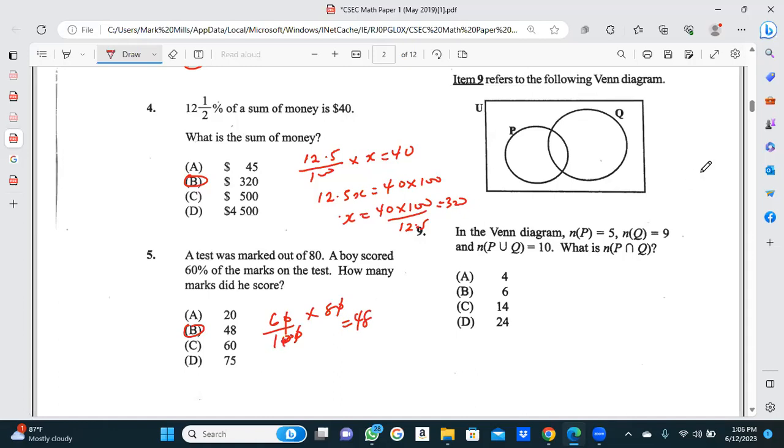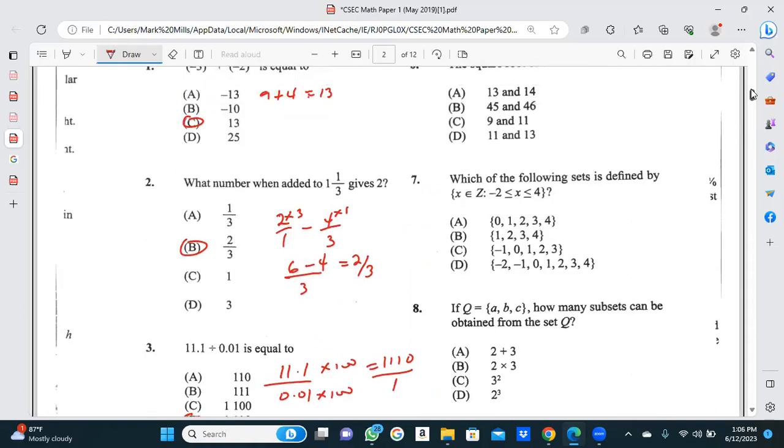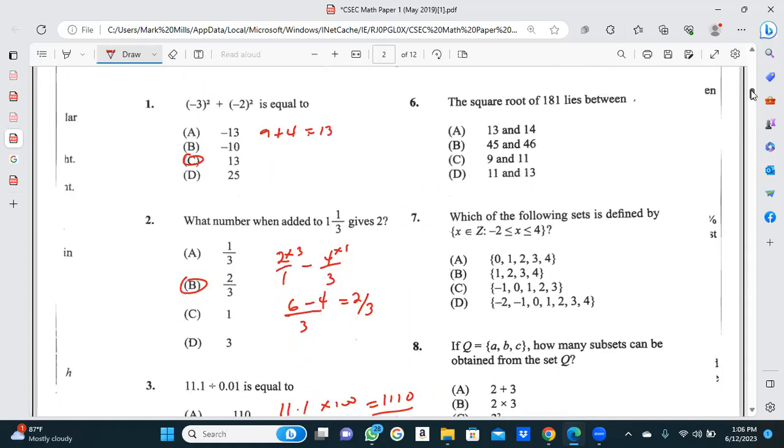All right. Number 6. What number lies between 181, right? That would have been A. Why A? Because 13 squared will give me 169, then 14 squared will give me 196. So it will fall between what? 181. Thank you.